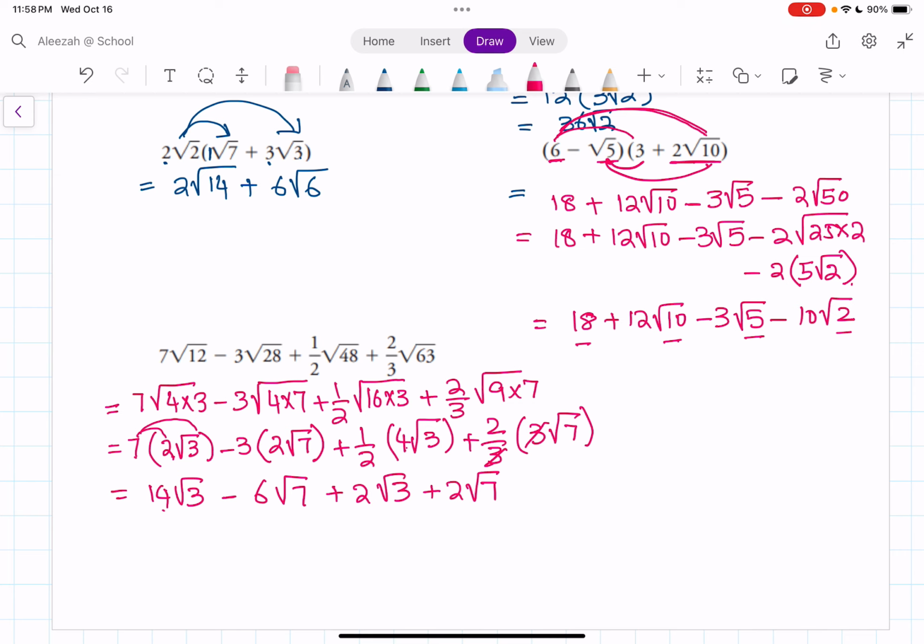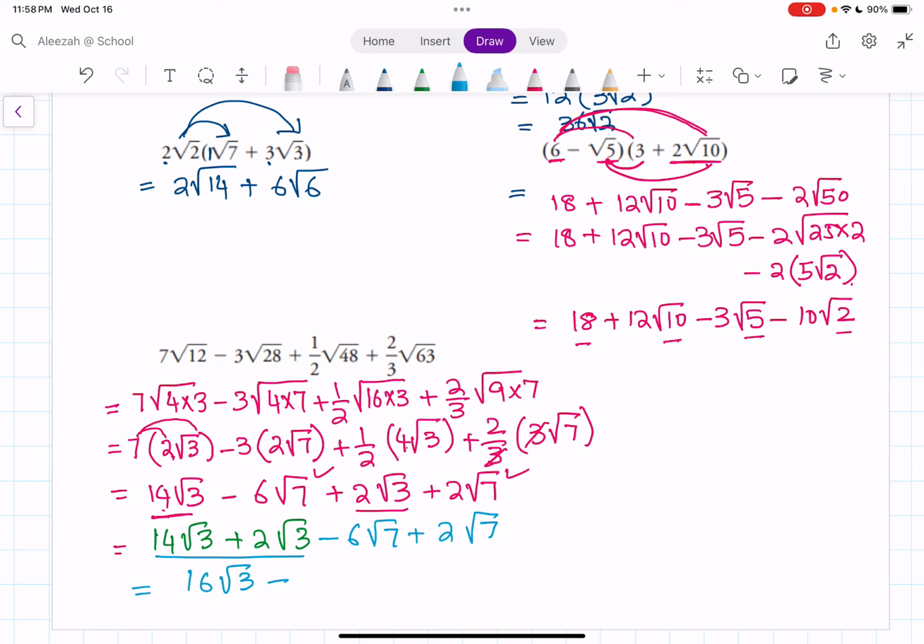And now I have to see if there are any like terms I can add. So I have 2 like terms here. This and this one is like term, and these 2 are like terms. So I will write the like terms together. So it's 14 square root of 3 plus 2 square root of 3. And the other like term is minus 6 square root of 7 plus 2 square root of 7. So when I add these two, that becomes 16 square root of 3, minus 6 plus 2 is 4 square root of 7. And that is my final answer.